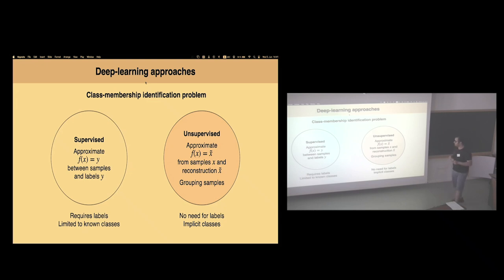The other one is unsupervised learning, which approximates a function from the samples, or the data, and the reconstructed data, or tries to group the data that we have. The good thing about unsupervised learning is that we don't need labels, but the classes are very implicit.